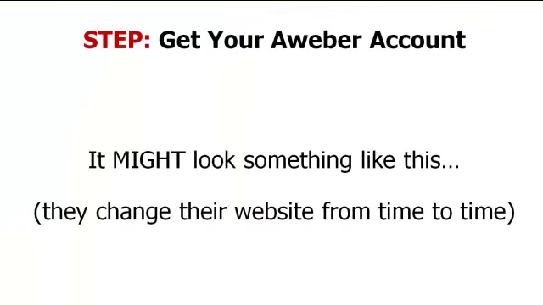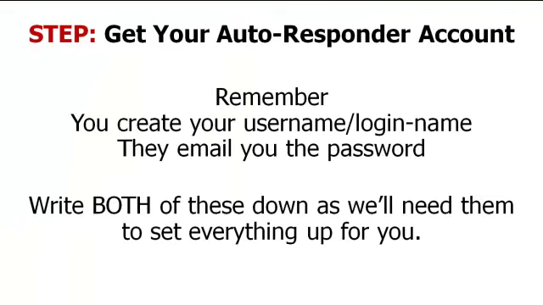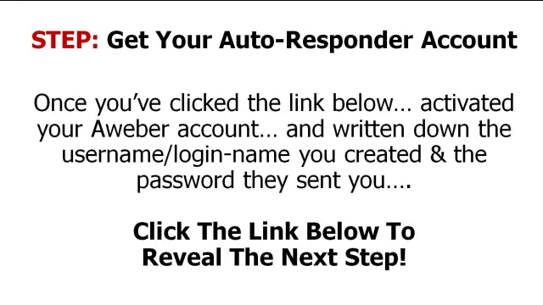And as I said before, you create the login name or the username, and then they email you the password. Now, I need you to write both of these down because we're going to need those in order to set everything up for you. Now, once you've clicked the link below, activated your Aweber account, and written down the username or the login name, and you've written down the password that they sent you, you can click the link below this video to reveal the next step. Okay, it's super duper easy.